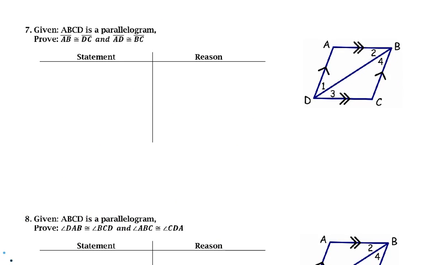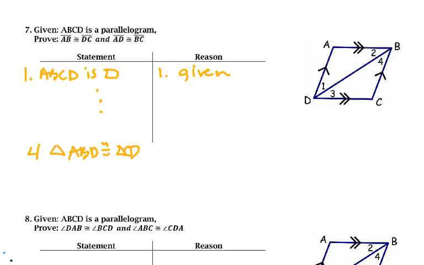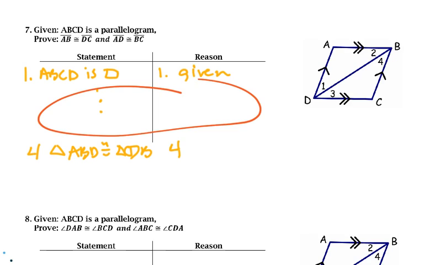So if you look at this, I'm going to start with the same given. Okay, I'm going to do dot, dot, dot, and I want you to come up with triangle ABD is congruent to triangle CDB. And your reason might be different than somebody else's. It's going to depend on what you have in the middle right there.